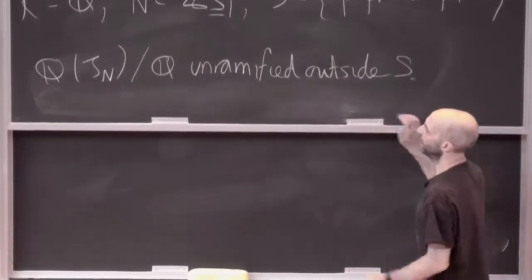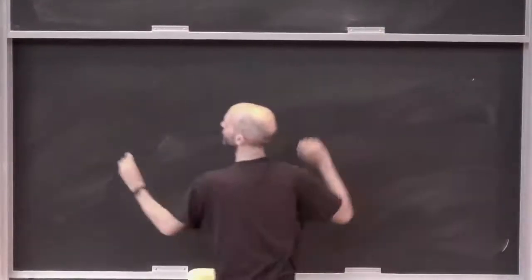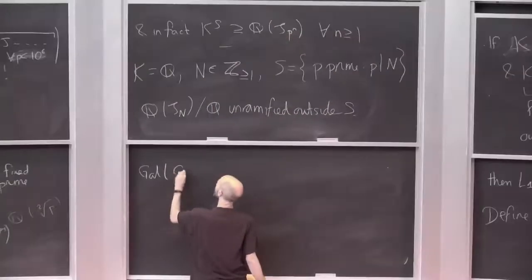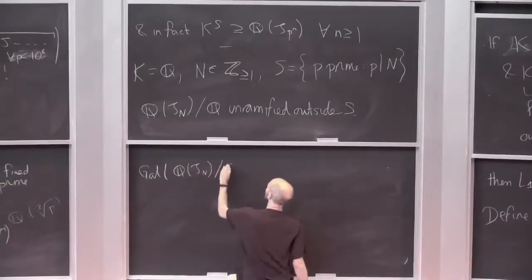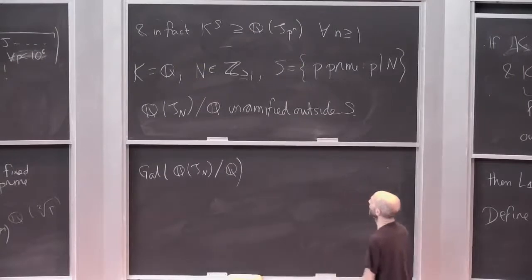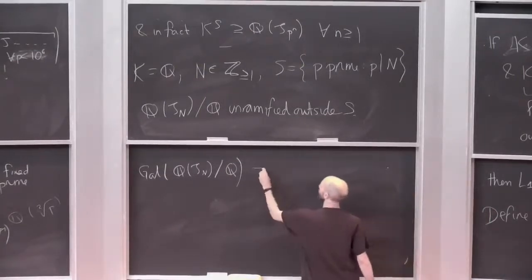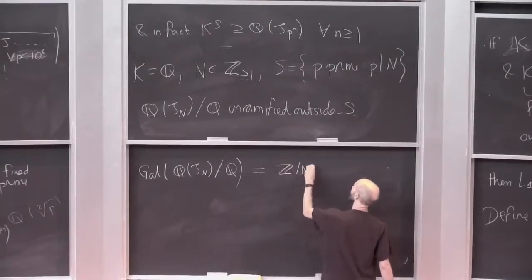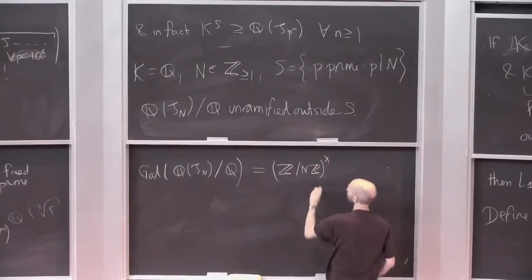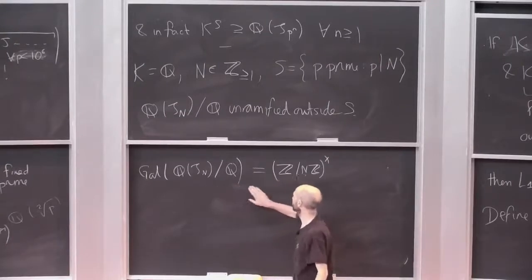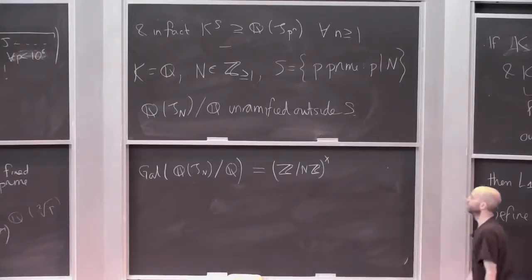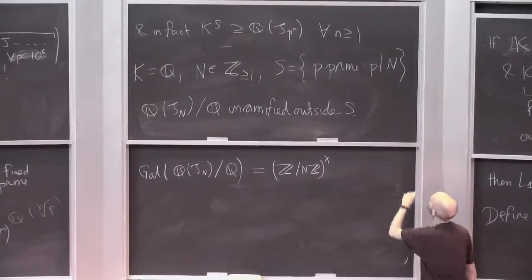And actually, I know what that Galois group is, right? Gal(Q(zeta_n)/Q). That's canonically (Z/nZ)*. Look, we've worked out this Galois group. We've got a name for this Galois group. This Galois group is canonically (Z/nZ)*. And then S is the primes dividing n.